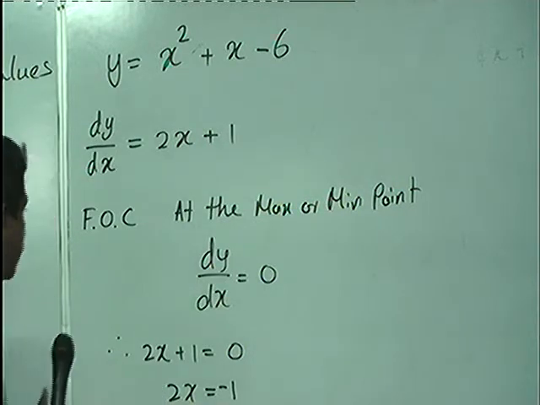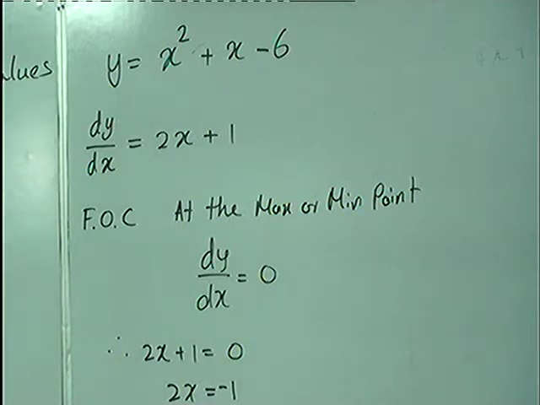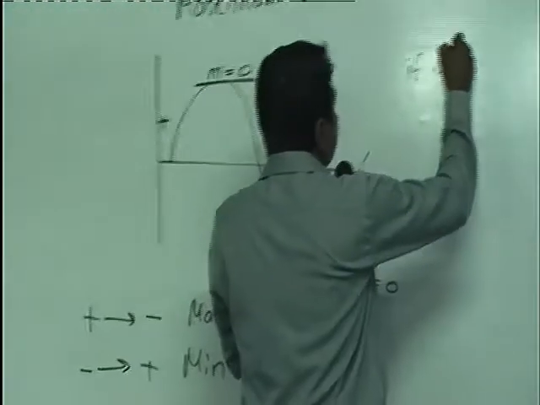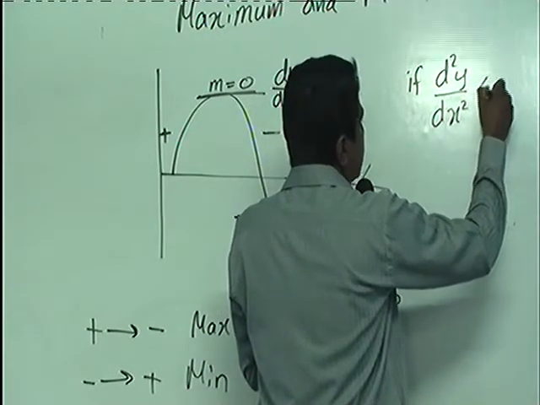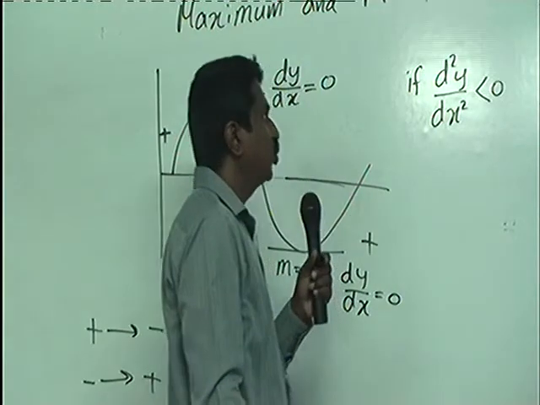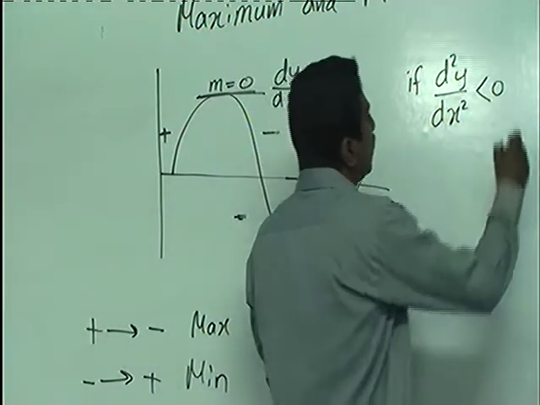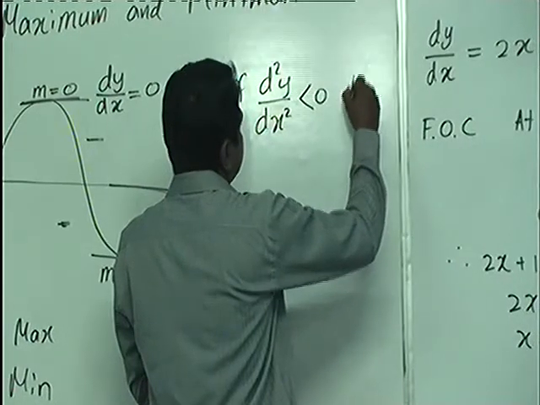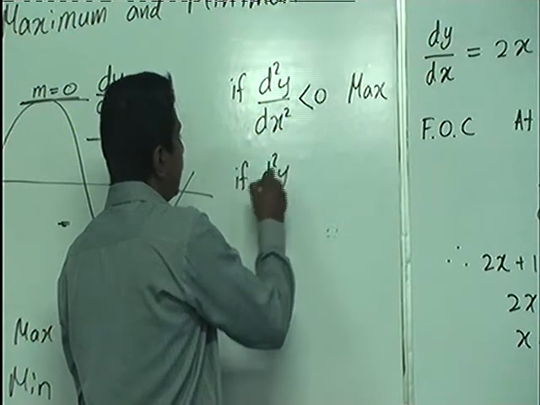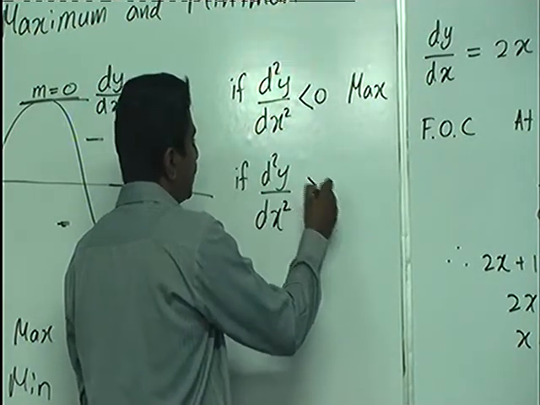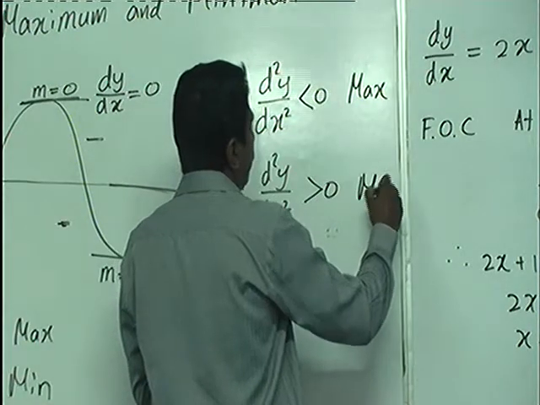So how do you find out? That is why we have learned the second order differentiation. So here, when you obtain the second order differentiation, if d2y by dx2 is less than 0, it is a maximum point. If d2y by dx2, the second order differentiation, is greater than 0, it is a minimum point.